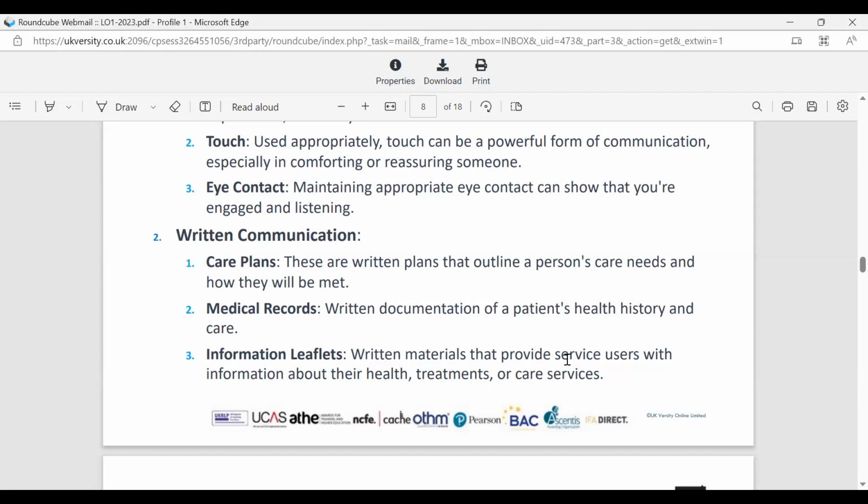And then information leaflets, written materials that provide service users with information about their health, treatments, or care services. Why is it so important to give information leaflets to individuals? If a person has come to the hospital and has been in for maybe diabetes, why is it good to give them information about diabetes? It's good so that they will know the control, the effects, how to manage it and all. Yes, excellent. And what kind of foods, nutritionist, how to manage it, what treatments are there.